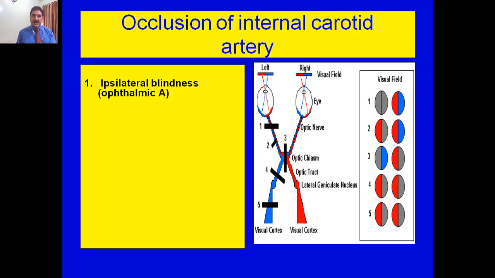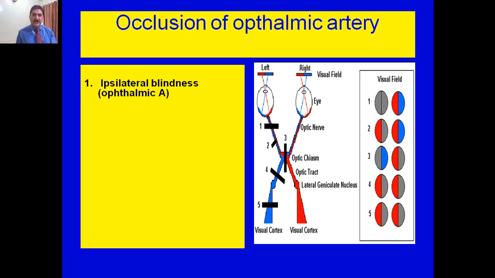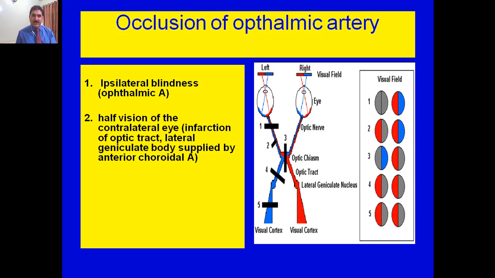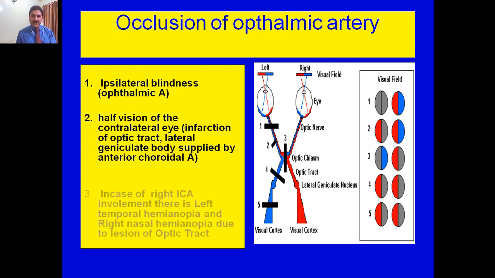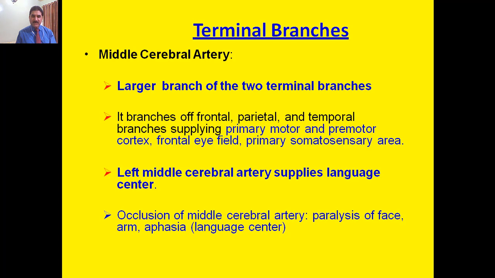Occlusion of the internal carotid artery leads to ipsilateral blindness if the ophthalmic artery is involved. Occlusion of the ophthalmic artery leads to ipsilateral blindness, and loss of half vision of the contralateral eye due to infarction of the optic tract and lateral geniculate body, which are supplied by the anterior choroidal artery. In case of right internal carotid artery involvement, there is left temporal hemianopia and right nasal hemianopia due to a lesion of the optic tract.